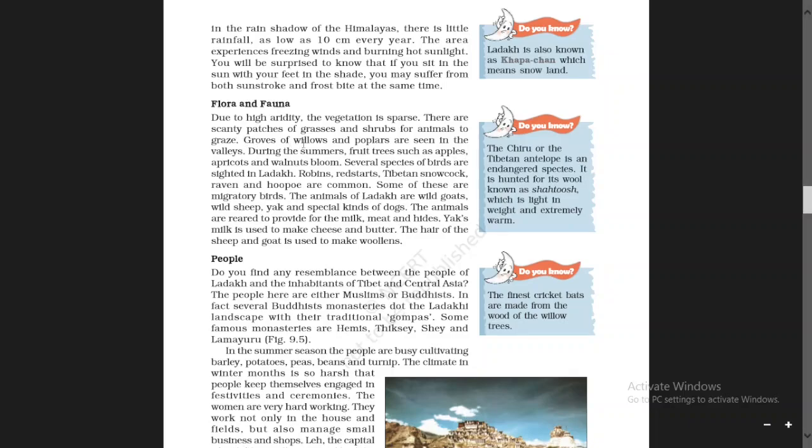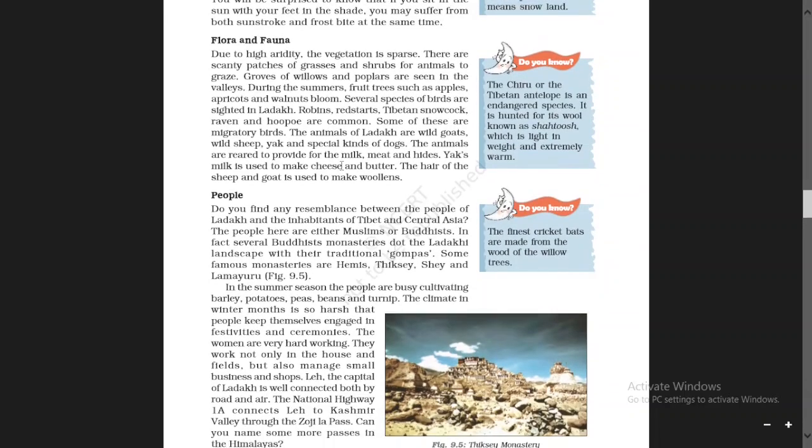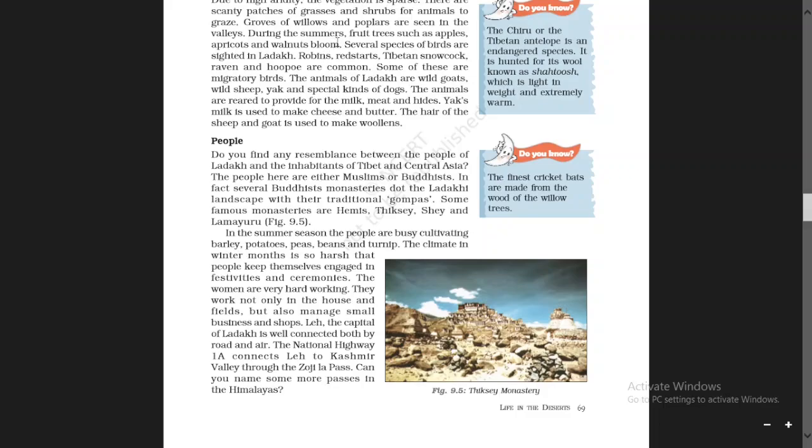Groves of willows and poplars are seen in the valleys. Willows are a type of tree, and poplars are also trees. They are seen in the valleys. During the summers, fruit trees such as apples, apricots, and walnuts bloom. So during the summer season, fruit trees such as apples, apricots, and walnuts bloom there.